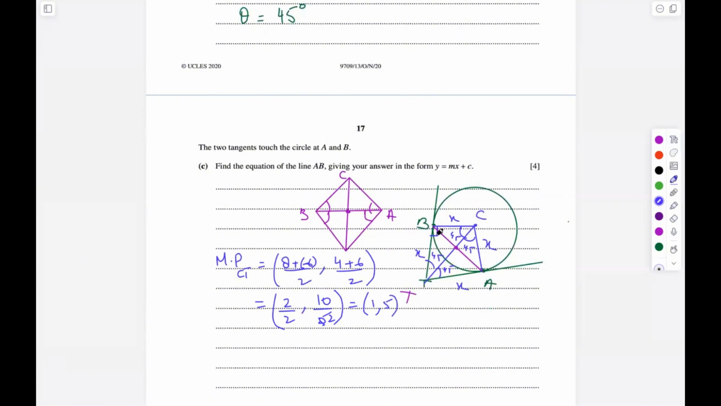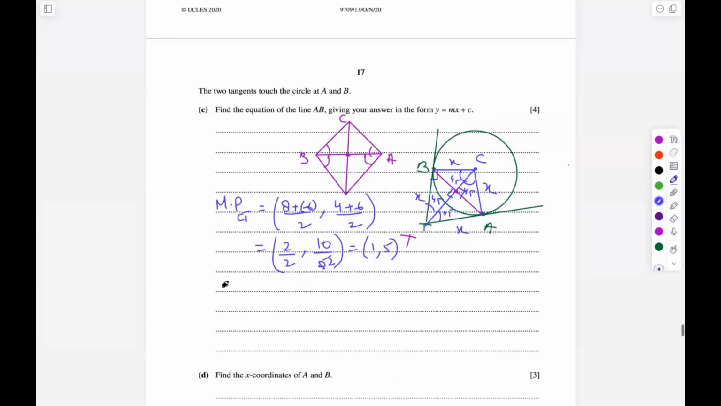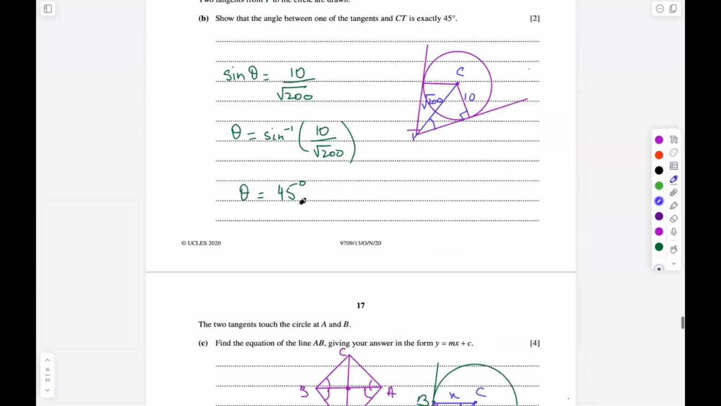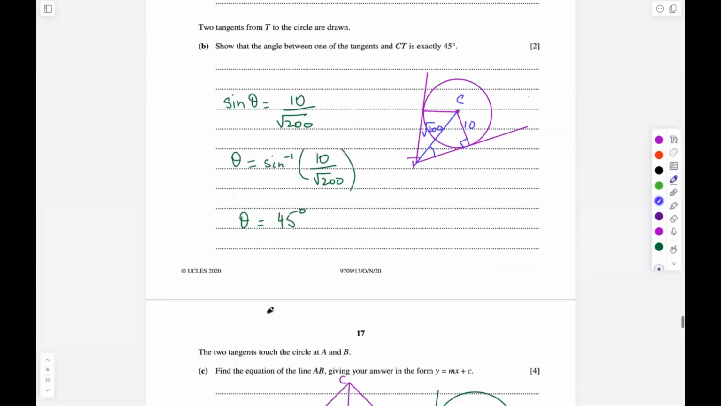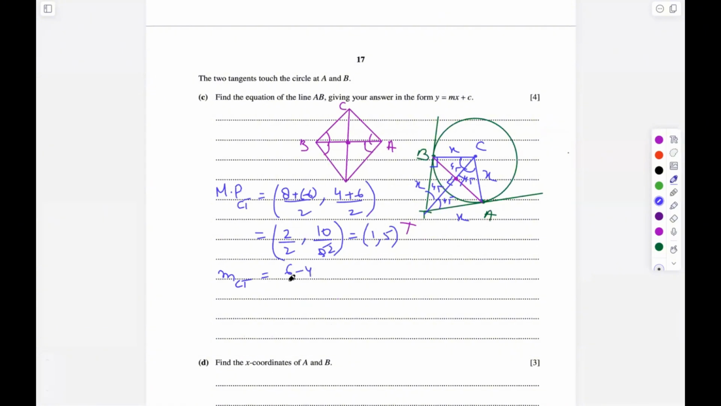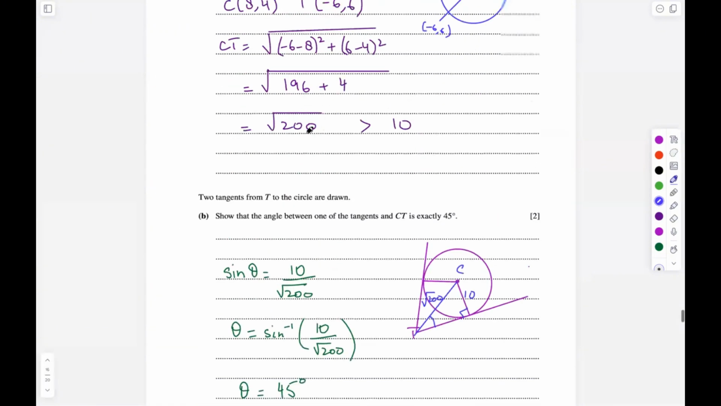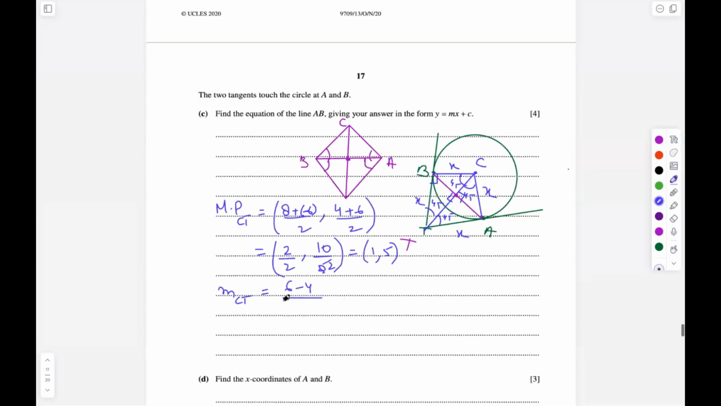Now to find the gradient of the line AB, as it is perpendicular, it will make a perpendicular over here. So to find the equation of AB, first we'll find the gradient of CT, that will be y2 minus y1, so this will be 6 minus 4 upon x2 minus x1, which is equal to minus 6 minus 8. Now the gradient of CT will be 2 upon minus 14, which is equal to minus 1 upon 7, which means that the gradient of AB will be the negative reciprocal, which is equal to positive 7.